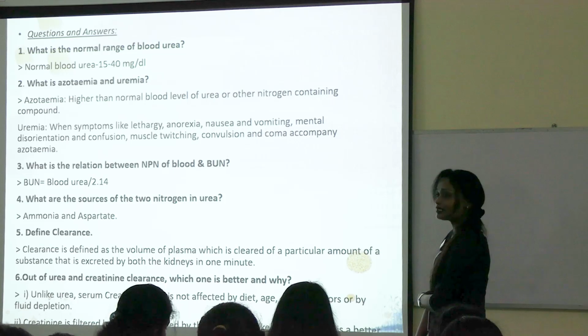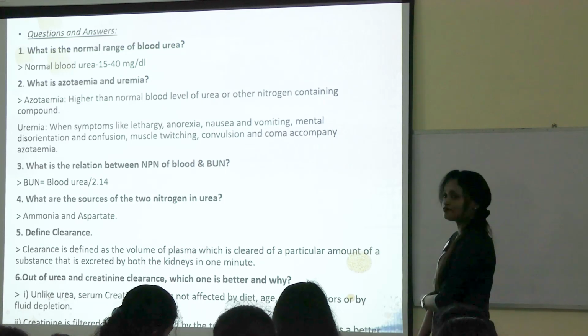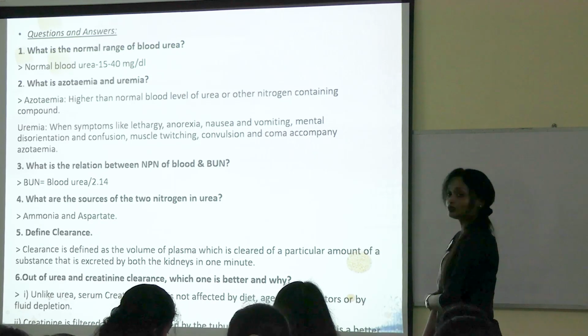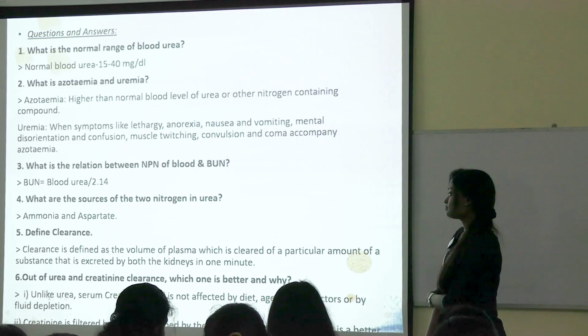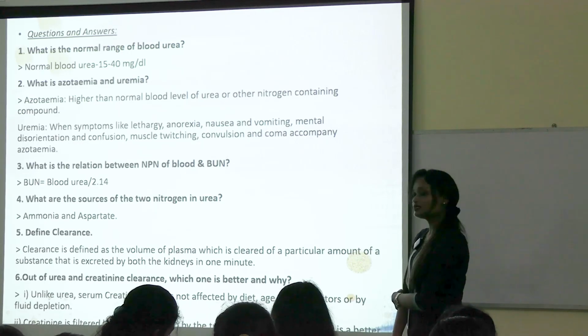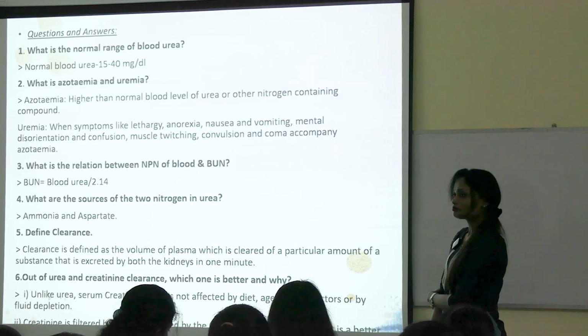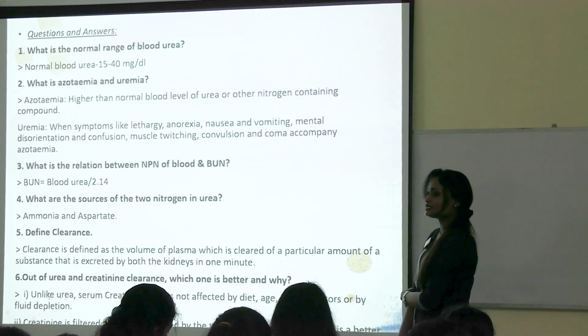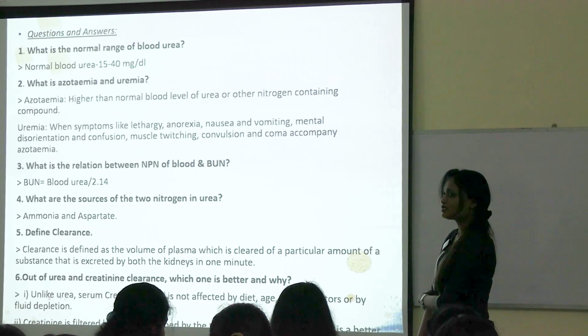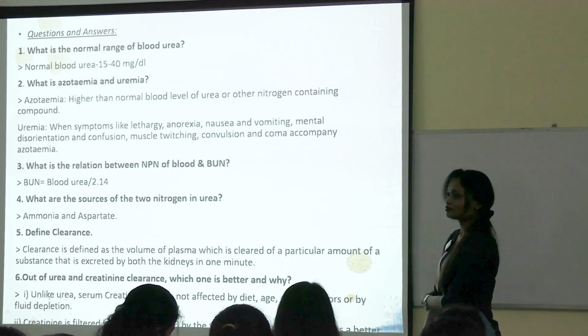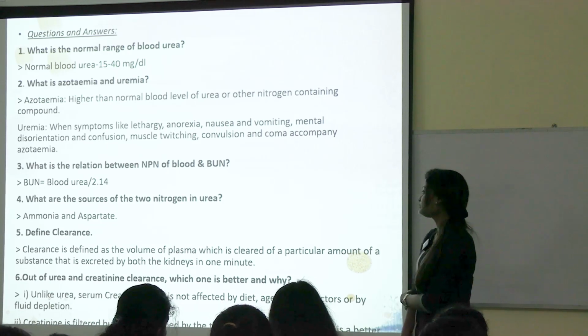So what is clearance? Clearance is defined as the volume of plasma which is cleared of a particular amount of a substrate that is excreted by both the kidneys in 1 minute. The filtration in 1 minute, this is something GFR, no? Filtration in 1 minute.